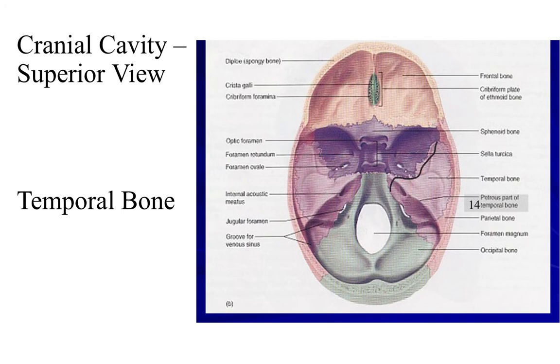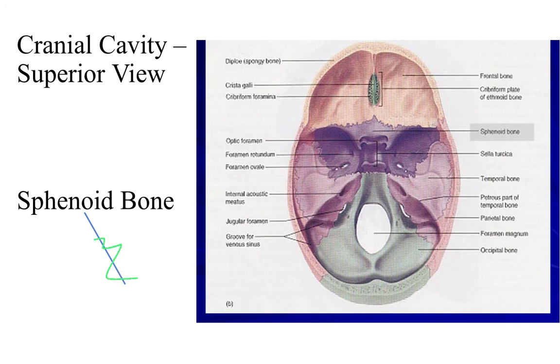All right, looking inside the skull from a superior view, we can also see the temporal bone right here. So this would be the outline. Notice that it's not the same green color because this is a different picture. And this ridge right here is the petrous part of the temporal bone. Petrous refers to stone-like. So this is a region of the temporal bone in which the inner workings of the ear are located.